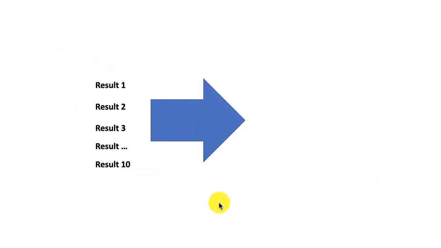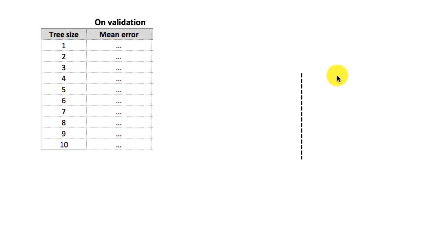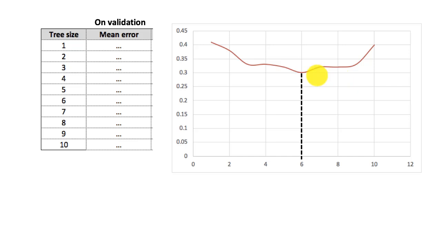So what you're going to have is all the results from 1 through 10. For a tree size of 1, we had 10 different values, right? From result 1, result 2, result 3. So for each tree size, we had 10 different values. So you can calculate the mean error on the validation. Okay, so that's what you're going to get. You're going to get this plot based on this. These are the 10 values, and let's assume some numbers for them. I have not shown them.